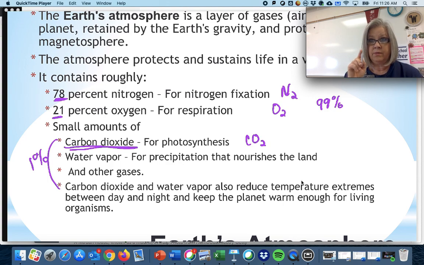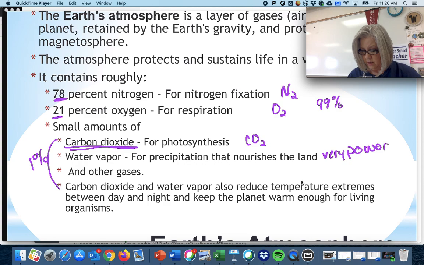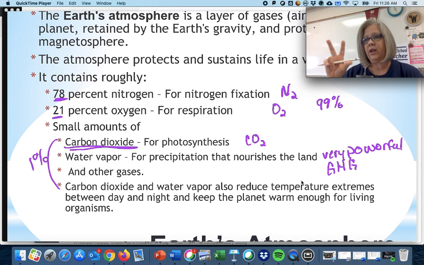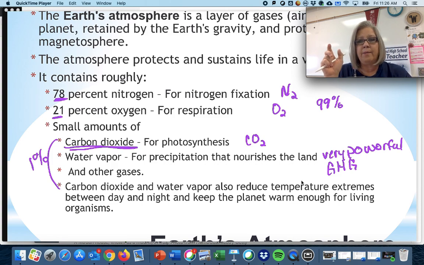Now, water vapor, also a very powerful greenhouse gas. So very powerful. And I'm going to abbreviate this GHG, all right? So our greenhouse gas. The difference though with water vapor is the levels fluctuate quite a bit. So it comes up, it goes down, like the water cycle, right? So though it's very powerful in holding in heat, it doesn't stay in the atmosphere for very long. It comes back down, where carbon dioxide has a tendency to stay in the atmosphere for much longer. That's one of the reasons for concern.